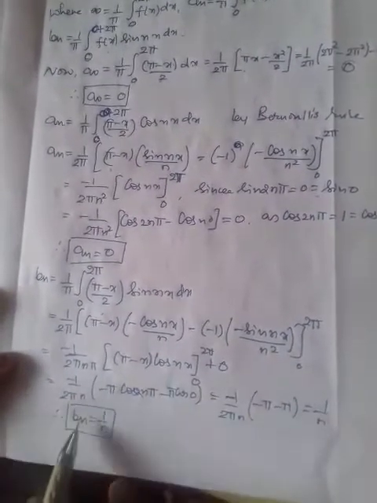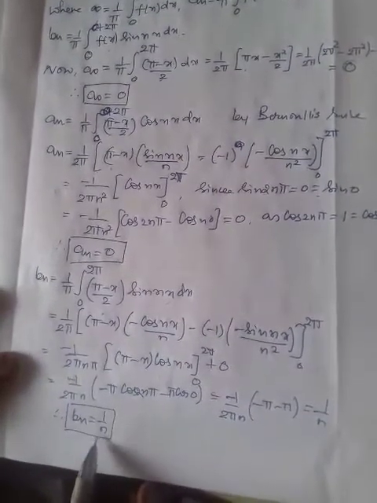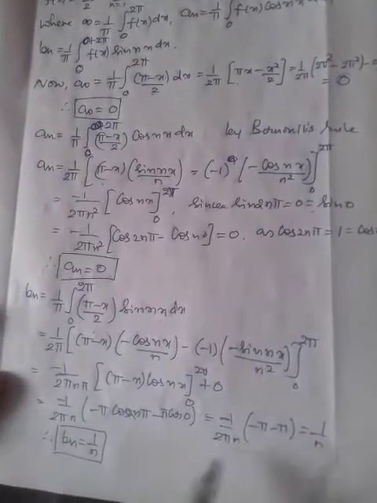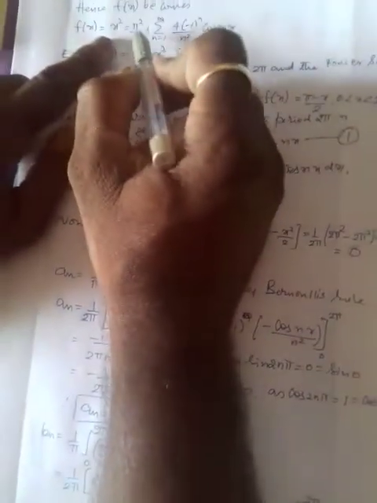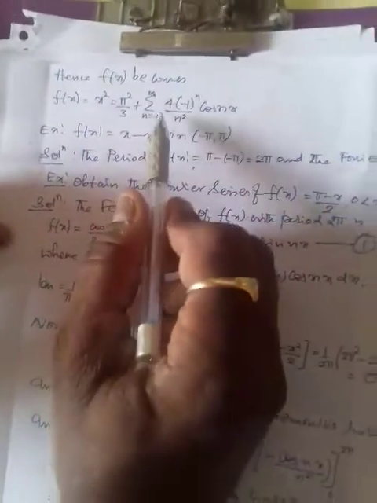After simplification, bn will be reduced to 1 upon pi. The details are already shown here. Just go for doing the calculation and you can find the result. Bn is equal to 1 upon n. Hence f of x becomes, putting the a naught, an and bn: a naught is equal to pi square by 3, an is equal to 0, and bn will be, it is already shown.